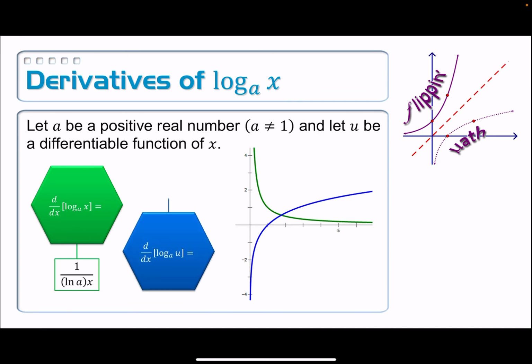And then the chain rule version of this: the derivative with respect to x of log base a of u, where u is a function of x, is equal to 1 over the natural log of a times u, all of that multiplied times the derivative of that interior function. And just as we saw before, you could, of course, just make that a u prime, which you put up top.